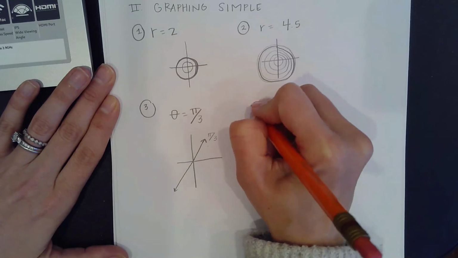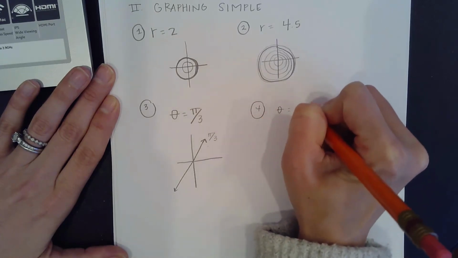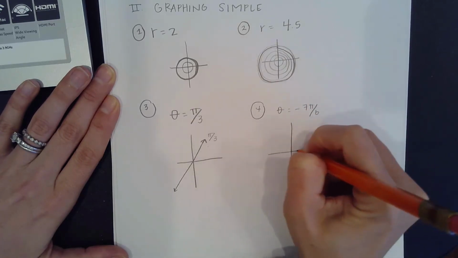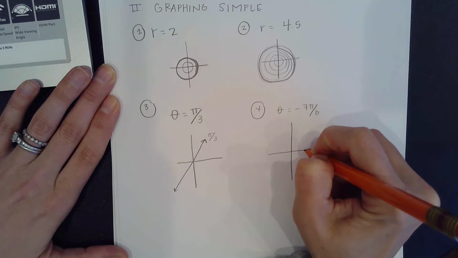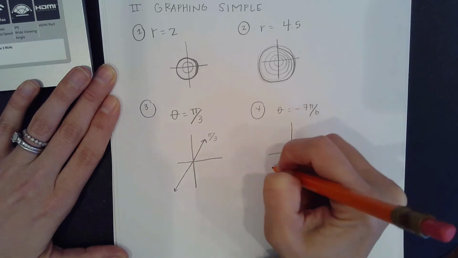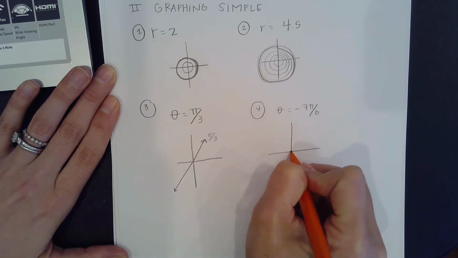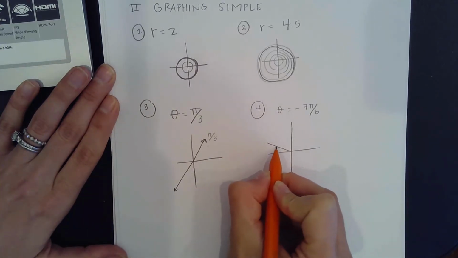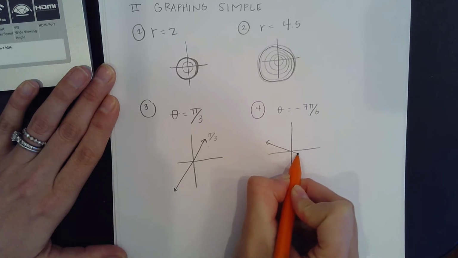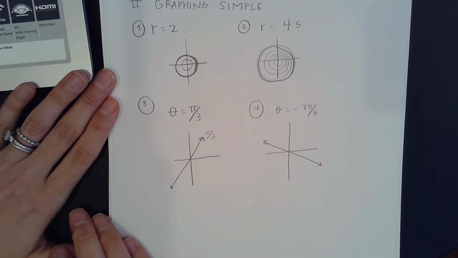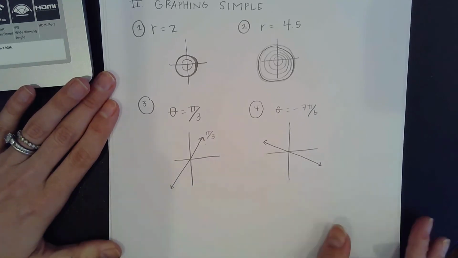All right, so what about if it was negative 7 pi over 6? So a negative 7 pi over 6, so this would be a negative pi over 6. Okay, a negative 5 pi over 6, and then up here would be a negative 7 pi over 6, right? Because we would open this way. But remember, we have to go all the way through the axis here.